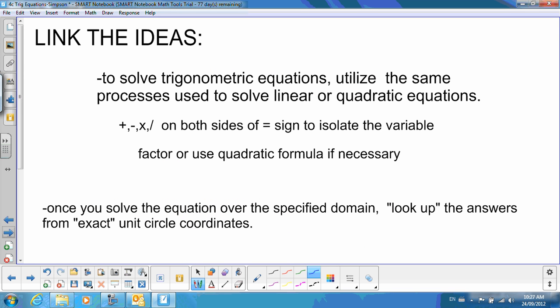To solve trig equations, utilize the same processes used to solve linear or quadratic equations. We're going to add, subtract, multiply, or divide on both sides of the equal sign to isolate the variable. Then we're going to factor or use the quadratic formula if necessary. Once you solve the equation over the specified domain, look up the answers from the exact unit circle coordinates.